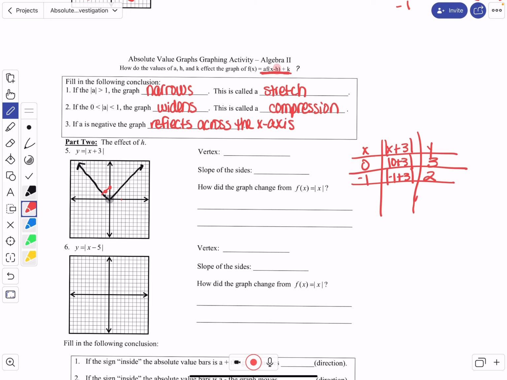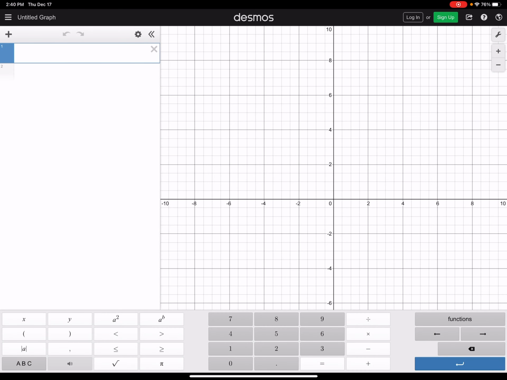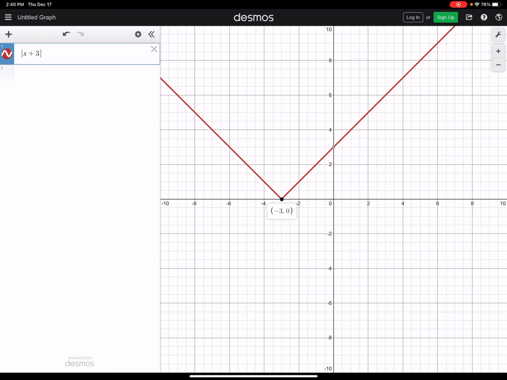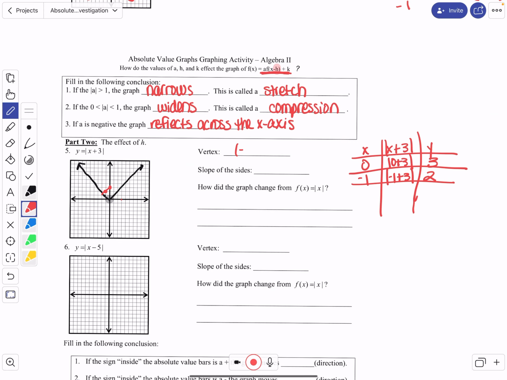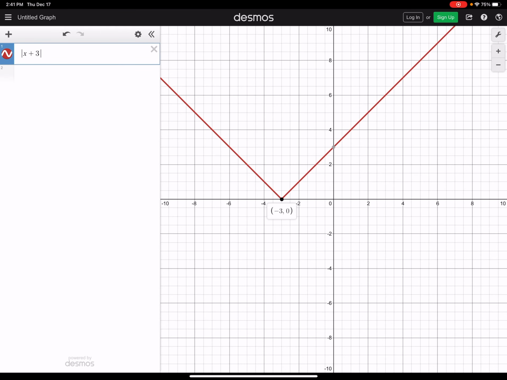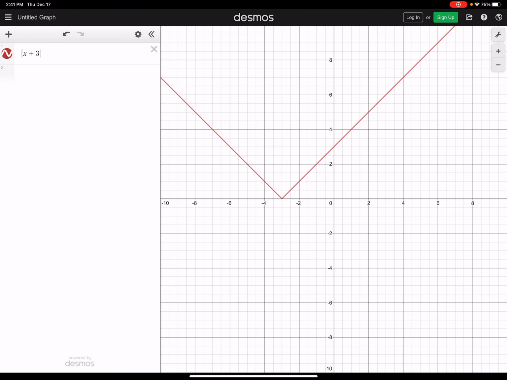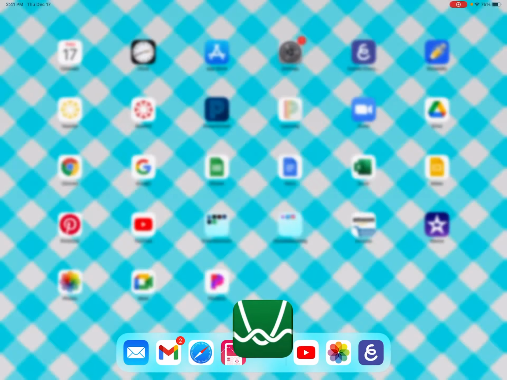And so what we can do here is also use Desmos to help us out a little bit. If we go to Desmos and type in the absolute value of x plus 3, and we click on our point here, we've got negative 3, 0. There's your vertex. So your vertex is at negative 3, 0. My slope is still 1. Even if we just focus here, it's going up 1 over 1 every single time on the graph.